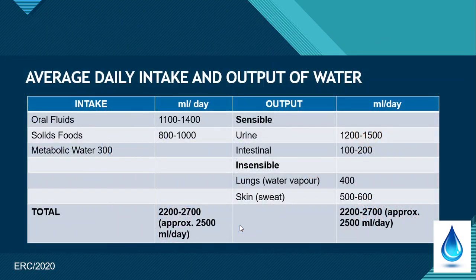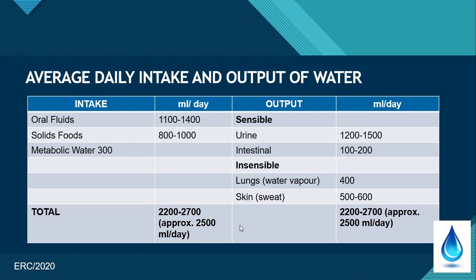So, what are the average daily intake and output of water? Ideally, the intake and the output must be equal. Okay? So for the oral fluids, we have 1,100 to 1,400 per day. For the solid foods, we have 800 to 1,000. For the metabolic water, we have 300. So your total average daily intake must be 2,200 to 2,700, or approximately 2,500 ml per day. That's the average.